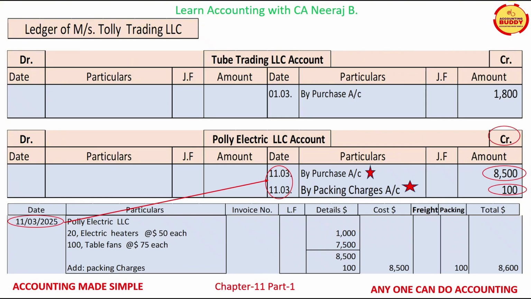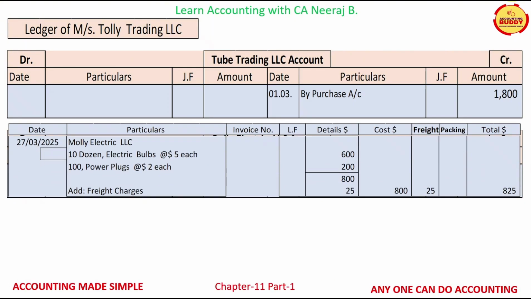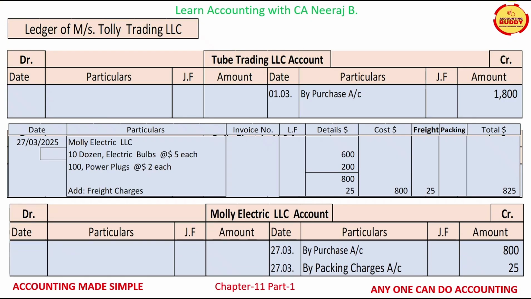Next, the purchase book abstract of the purchase transaction for electric goods purchased from Molly Electric LLC is displayed on your screens. Let us see how this transaction is posted to the supplier account of Molly Electric LLC. The transaction will be posted on 27th March 25 on the credit side of the account of Molly Electric LLC by writing the words "by purchase account" for $800 and by writing the words "by packing charges account" for $25.